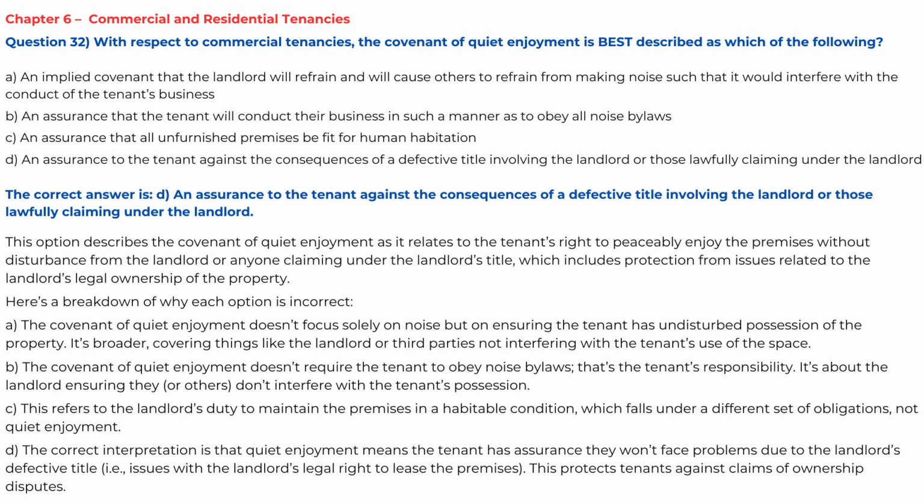Question 32. With respect to commercial tenancies, the covenant of quiet enjoyment is best described as which of the following? The correct answer is D. An assurance to the tenant against the consequences of a defective title involving the landlord or those lawfully claiming under the landlord.